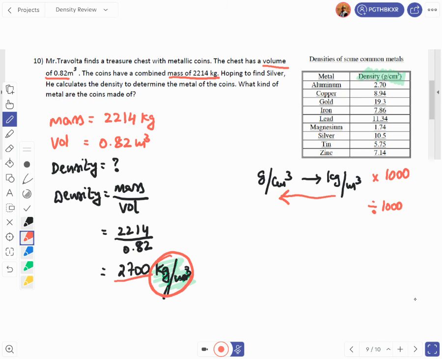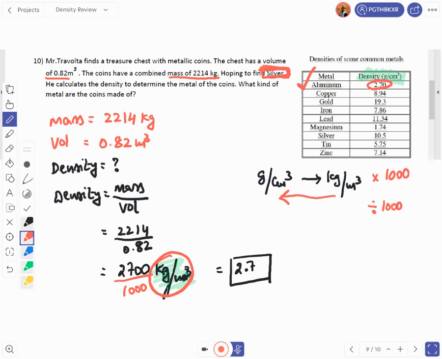So if I divide this by 1000, you may make use of a calculator, and you'll get 2.7. So I see that 2.7 is in the table. I repeat, I see that 2.7 is in the table. So whatever coins he got, they're not gold coins or silver coins, they're aluminum coins. Actually, he thought the coins could be silver, but unfortunately, the coins are not silver coins, they are aluminum coins.